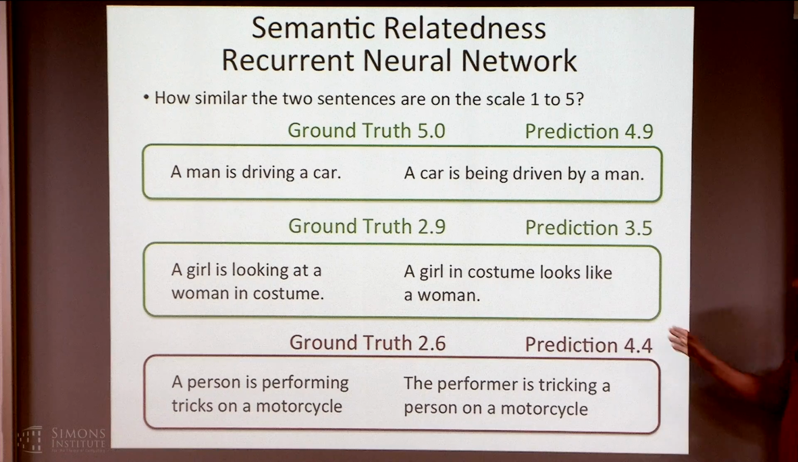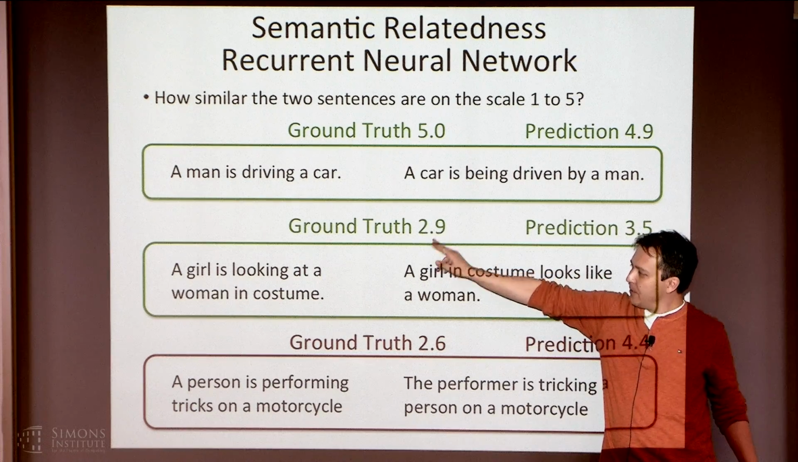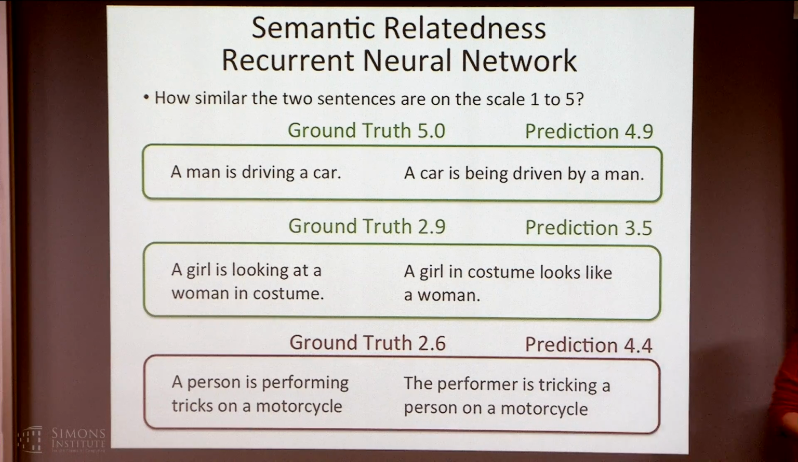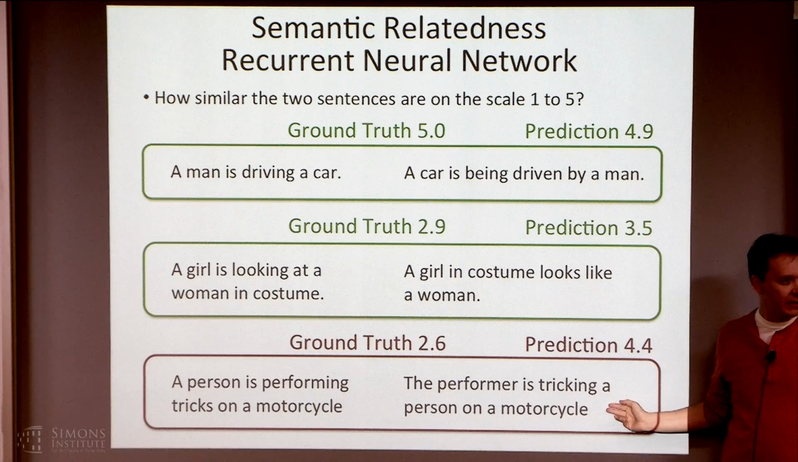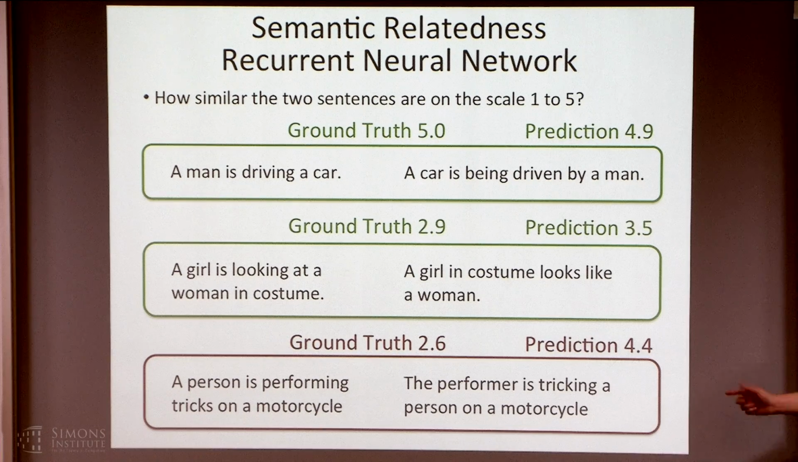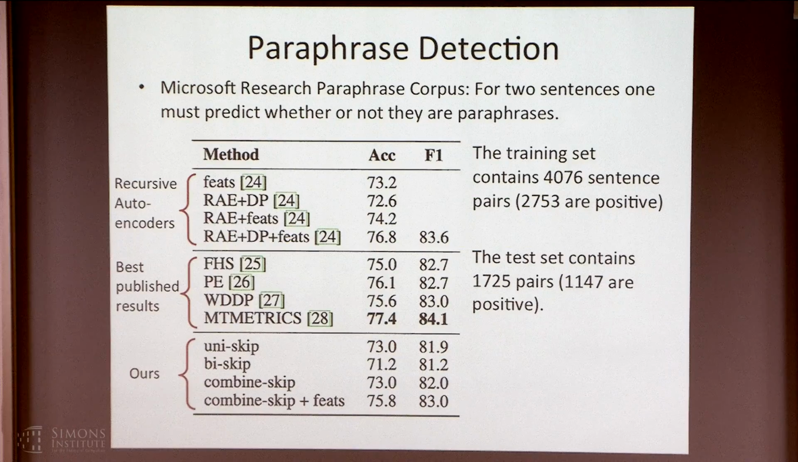You have to remember that 2.9 out of 5, or about 3, basically means that there is some correlation, some semantics shared between those sentences, but they're not the same. 1 would basically mean two random sentences. Here's an example where the model is failing, and there are a few of those. "A person is performing tricks on a motorcycle." "The performer is tricking a person on a motorcycle." Right? So you can see that a little bit more work needs to be done here, and the model is failing to capture that particular structure.